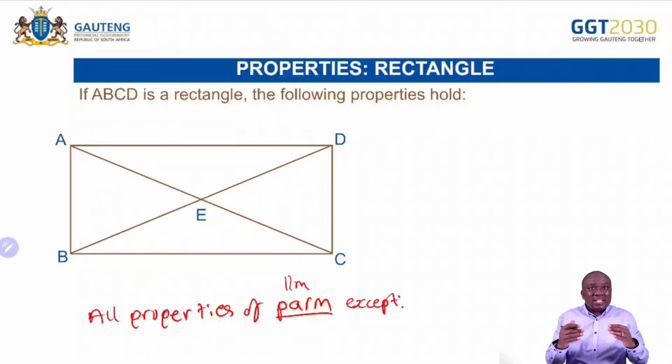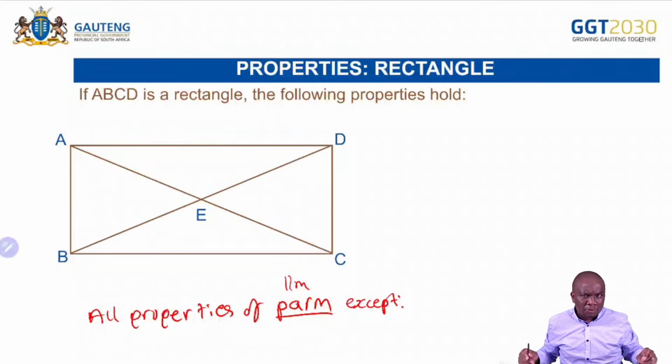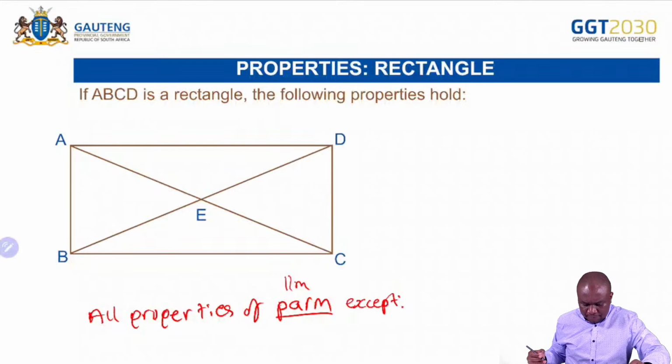and then we just write the ones that we did not write before. I'll show you which ones. I'll just quickly go through all the properties and then I'll tell you, write this one because we didn't write about it when we were talking about the parallelogram. All the properties of parallelogram except, let's discuss.